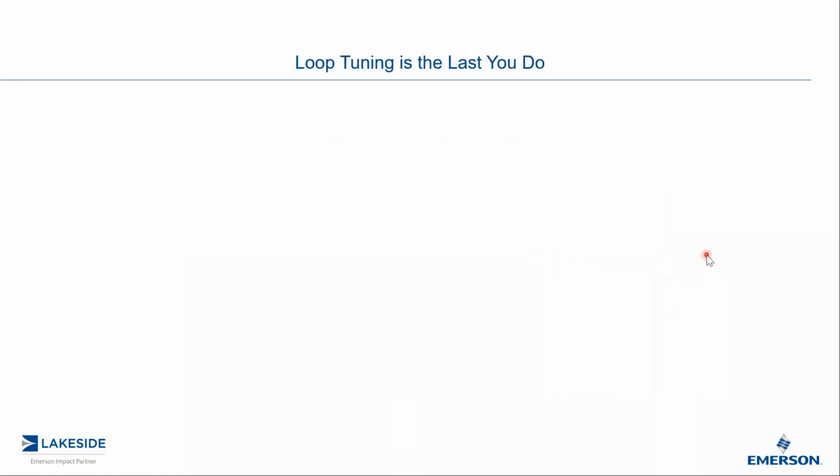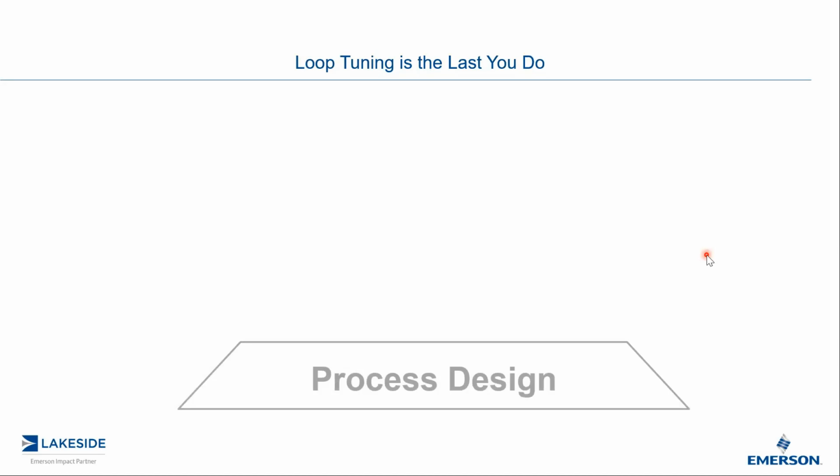So let's talk about this. Let's talk about loop tuning as the last thing you do. So when I go to site, and could be a dog food site, could be a nuclear power plant, could be a power plant, could be a pulp mill, it could be anything. First thing I need to understand is the process. So I need to understand, what are we doing?